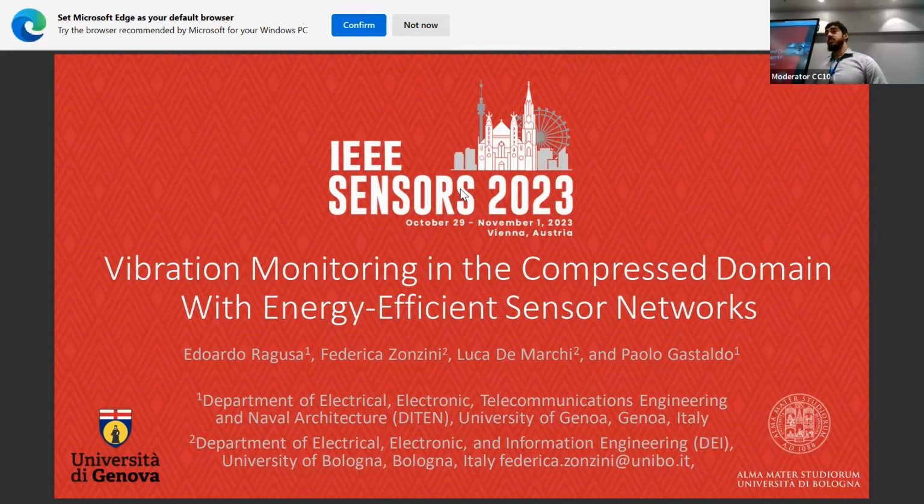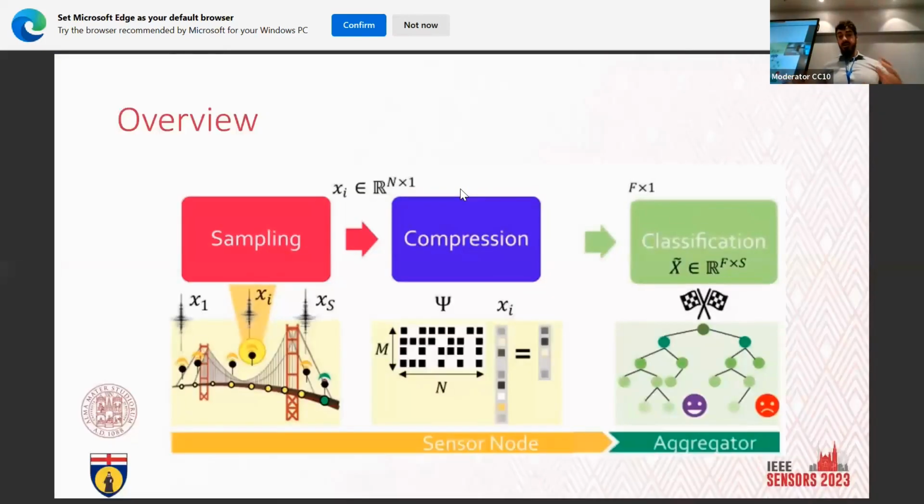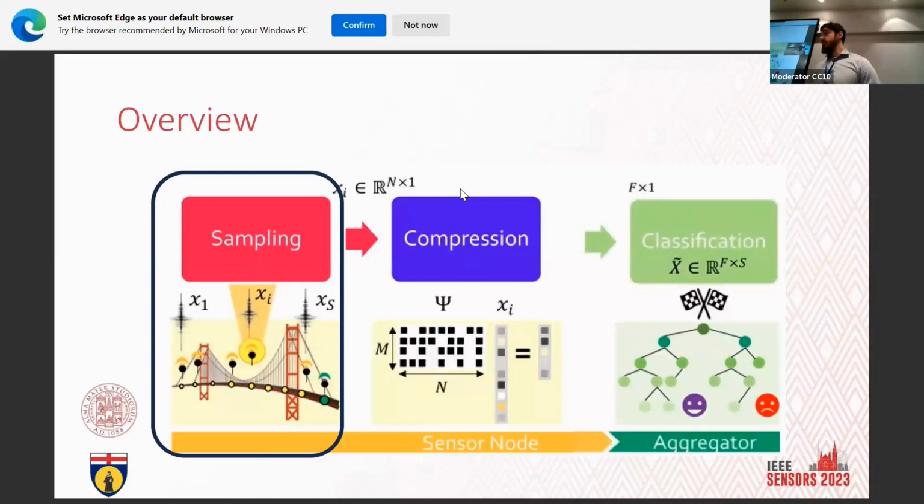Today, I'm going to present you a solution for structural health monitoring. I will start from the scenario and I will introduce the application. Imagine you have a structure, like for example, a bridge.